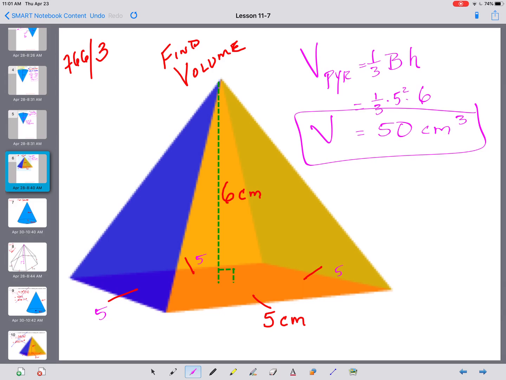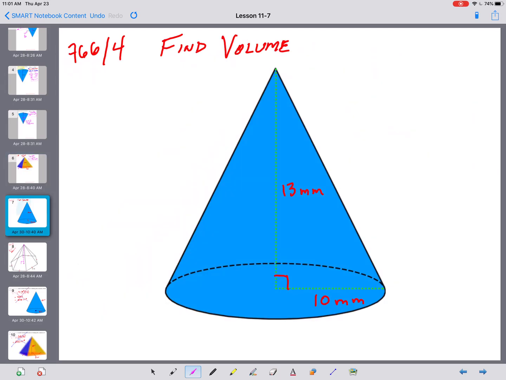Okay, how about our next one here? Yeah, number 4, it's a cone. So we've got our formula, volume of a cone is 1/3 base area times the height. They gave us the radius. They gave us the height right down in the middle. Let's do it. Here we go. 1/3 base area. The area is a circle, so it's pi r squared. So pi 10 squared. And then times the height right down the middle, 13. There it is. 1/3 pi r squared times the height right down the middle.